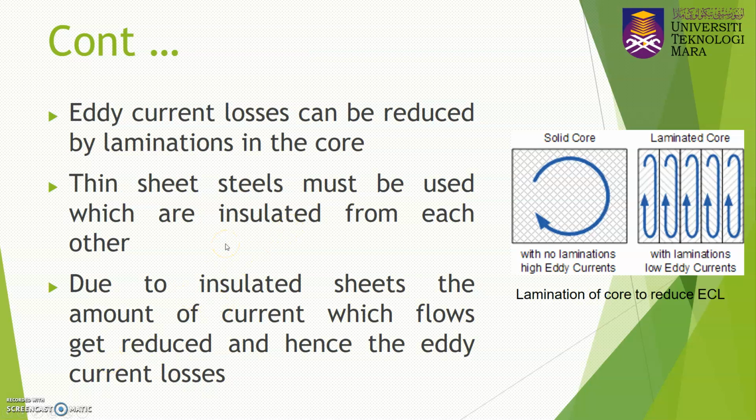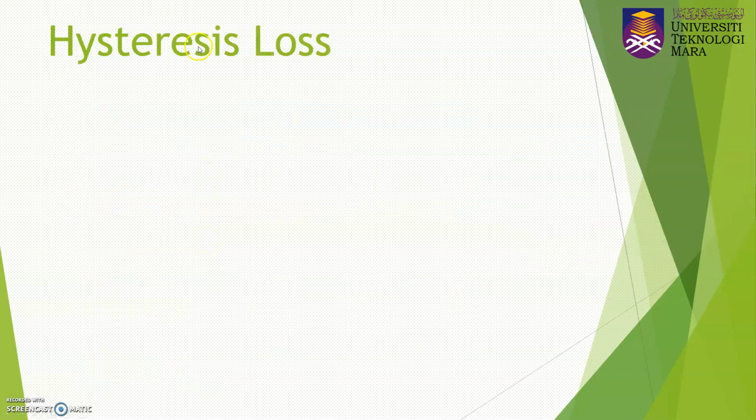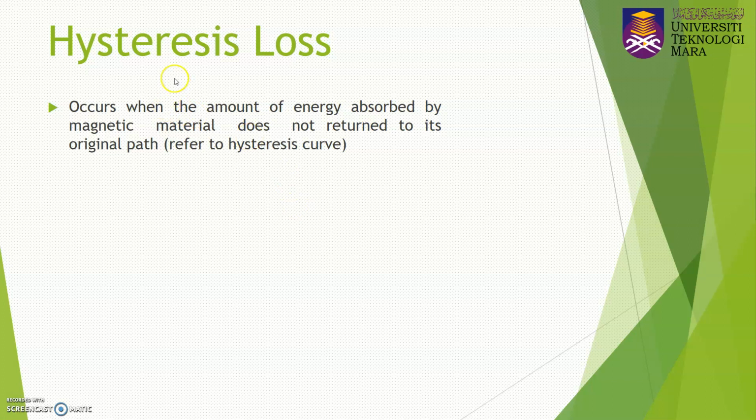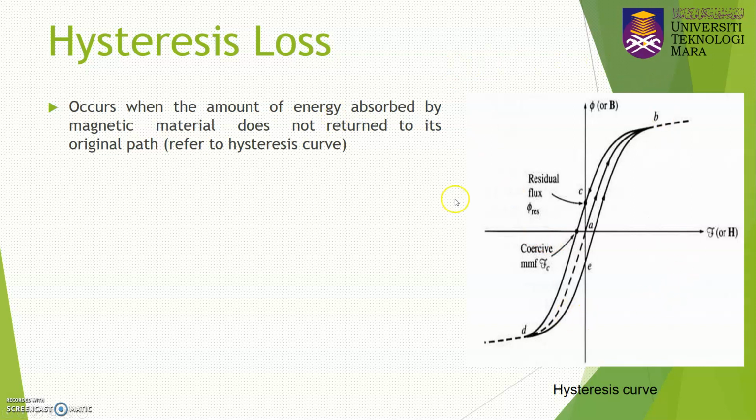Next we are going to see what is meant by the hysteresis loss. The second loss is the hysteresis loss. The hysteresis loss occurs when the amount of energy absorbed by the magnetic material does not return to its original path, meaning that the energy absorbed is not equal to the energy returned. In order to understand this, we need to refer to the hysteresis curve. So this is what we call a hysteresis curve.